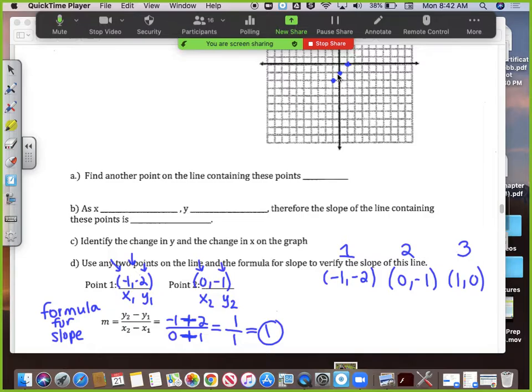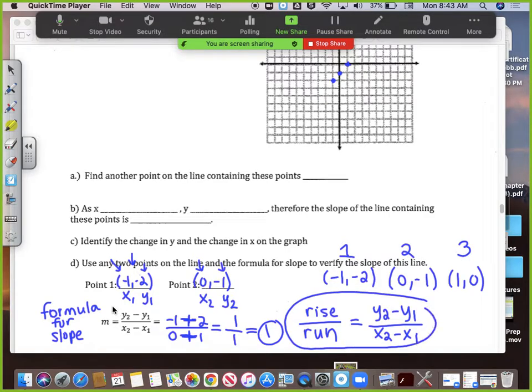Imagine going up a flight of steps. Every time you go up a step, you have to go up first before you go over. To get from this point, you go up 1, over 1, up 1, over 1. That's what this ratio is saying. Whenever you have slope, your slope really means how much you're going up or down, which is rise, versus how much you go left or right, which is run. The slope of a line has 2 formulas. The formula is either this crazy thing, which is y2 minus y1 over x2 minus x1, or you can call it rise over run, and you can use the graph to help you count.